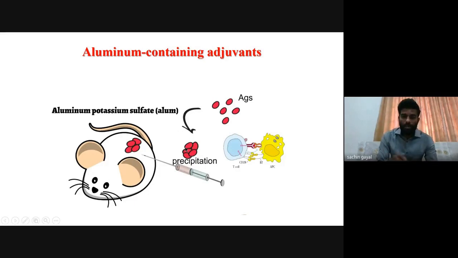After injection of that precipitate into the animal, at the site of injection, due to this precipitate, there is minimum contact time, due to which these antigens are slowly released into the body, which results in giving long-lasting immunity to that animal. So due to precipitation, there is an increase in size of that antigen, which results in the recruitment of macrophages. And these macrophages do antigen presentation to the TH cells, which results in the formation of immunity or enhances the immune response.